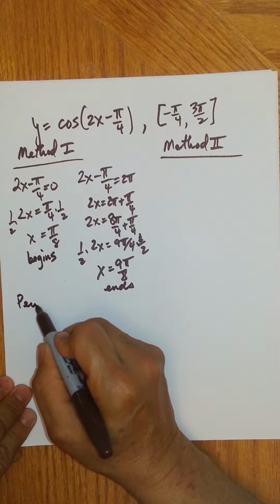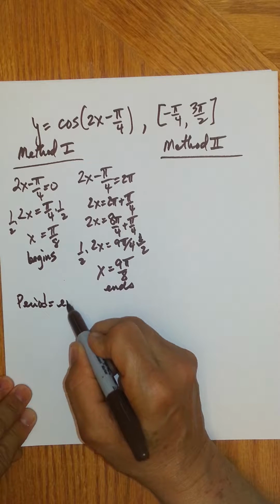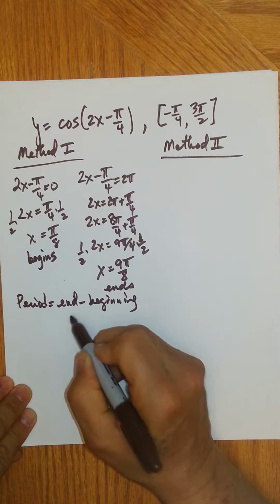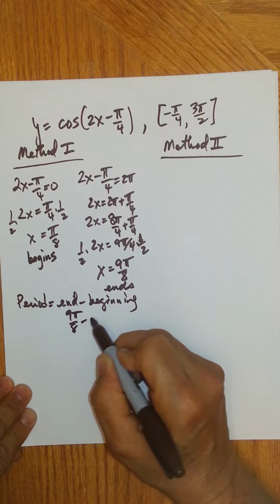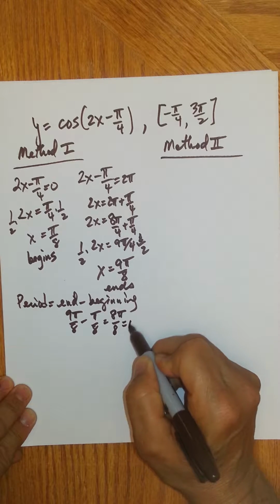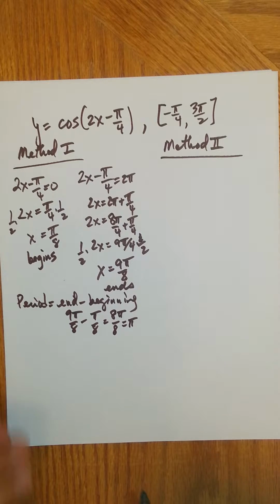And the period is end minus beginning. So 9 pi over 8 minus pi over 8 equals 8 pi over 8, which is pi. So the period is pi with this method.